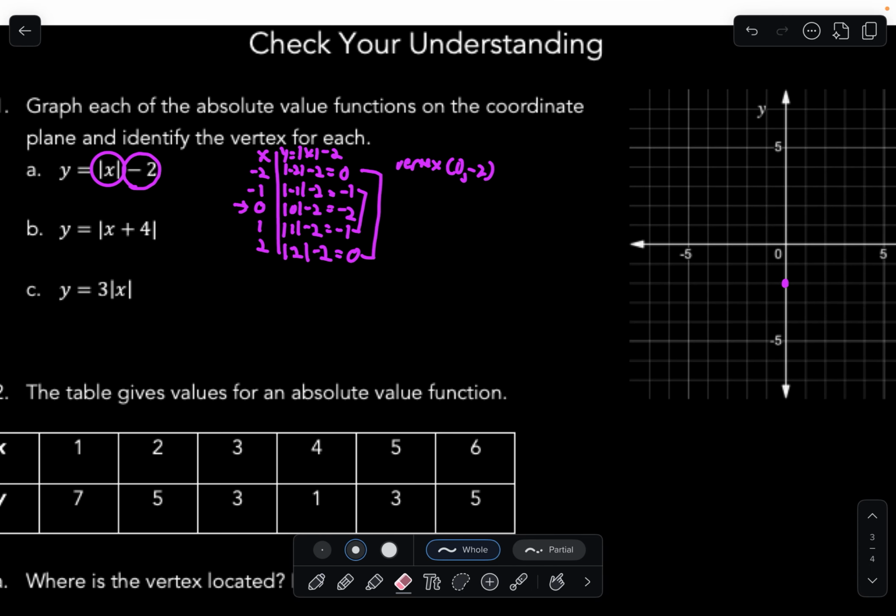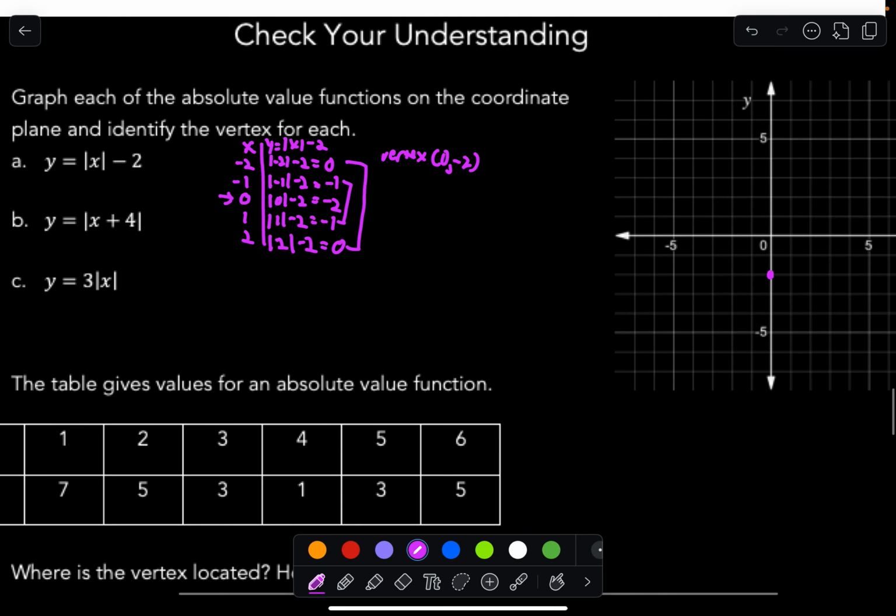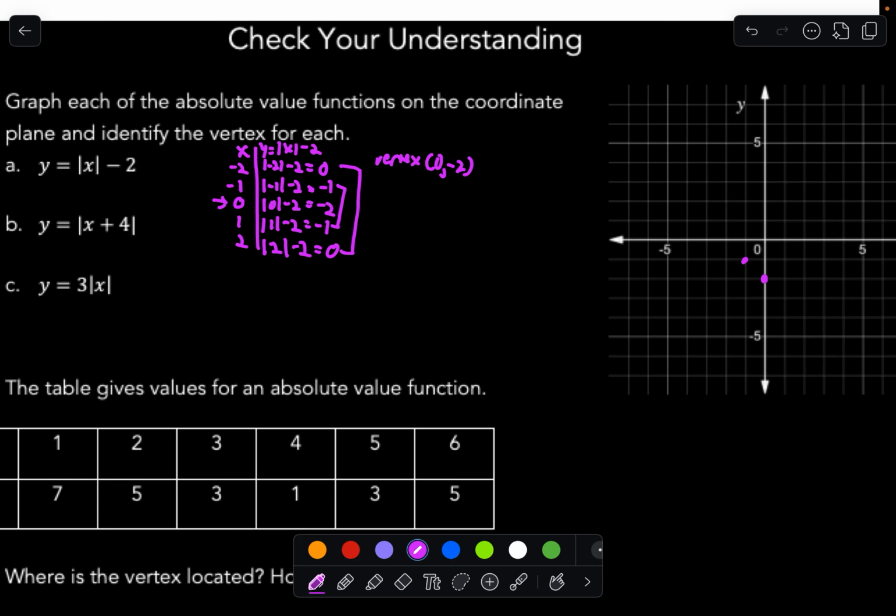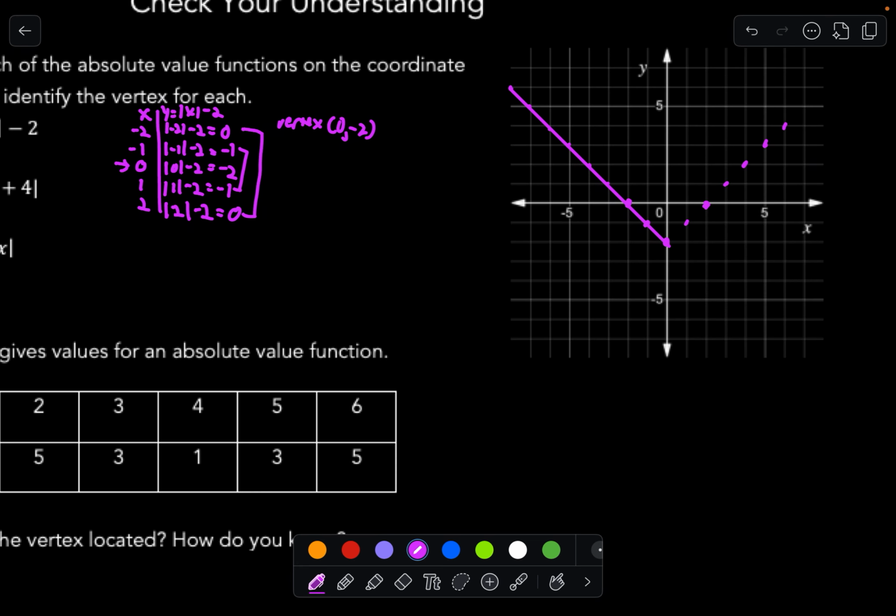And then when x is -2, we're at 0. When x is -1, we're at -1. When x is 1, we're at -1. And when x is 2, we're at 0. You will find out that all these points, when we plug those x values in, will fall right along this dashed line. Okay? So connecting these dots gives you the graph of the absolute value function.